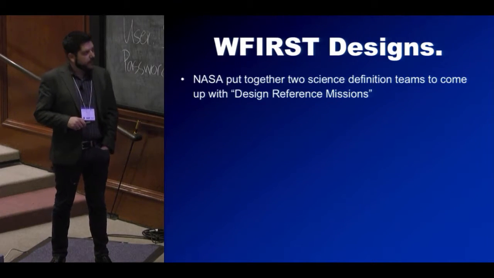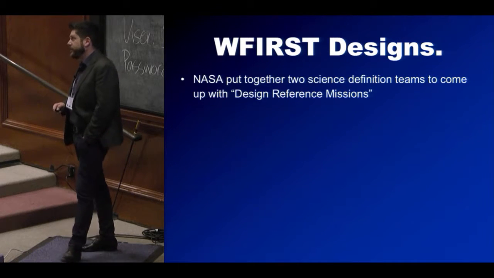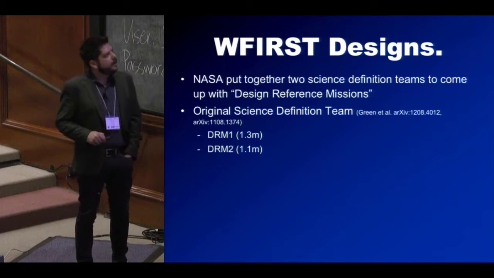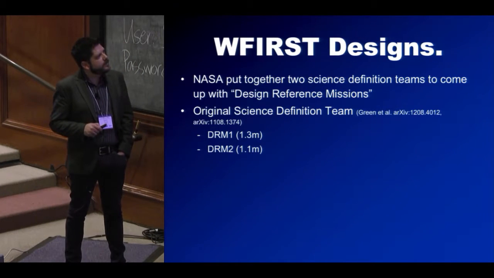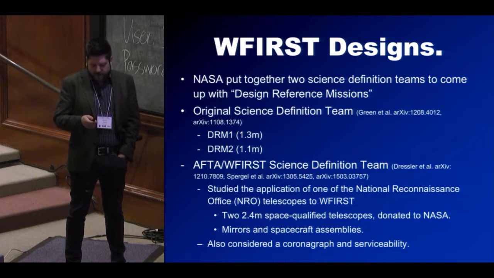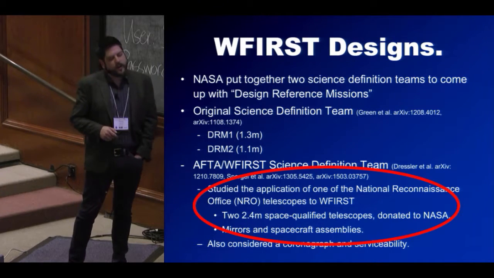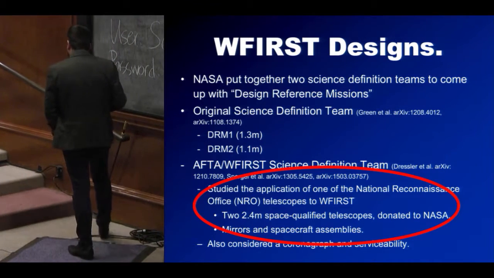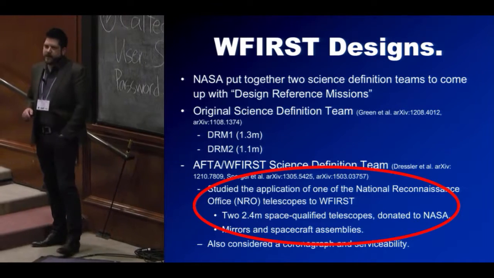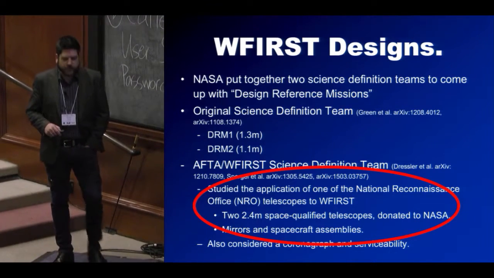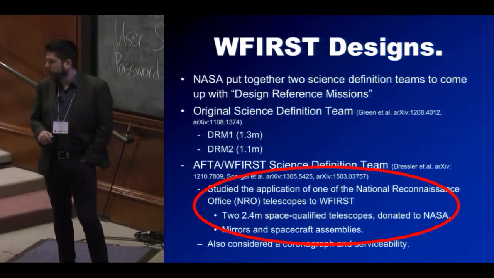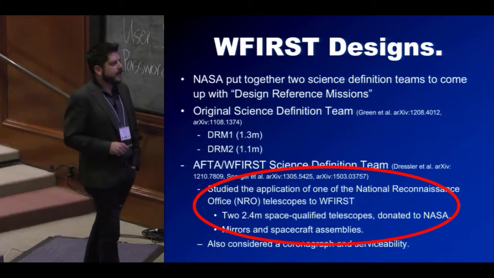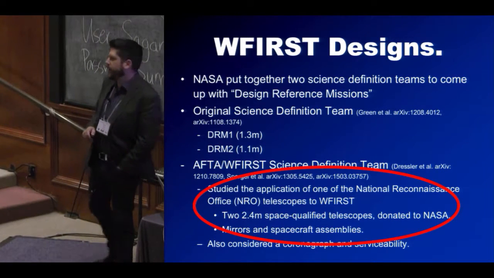Now, WFIRST has gone through a lot of machinations and iterations. I've been through all of them since 2010. We came up with a couple of reference missions. But the real turning point of WFIRST was, of course, when NASA announced that it had been donated 2.4 meter space-qualified telescopes from the National Reconnaissance Office. Of course, we aren't supposed to know what these telescopes were originally built for. We all know what they were originally built for. In fact, NASA was told that the only thing they cannot do with these telescopes is point them at the Earth.